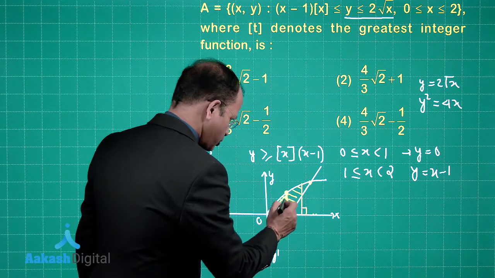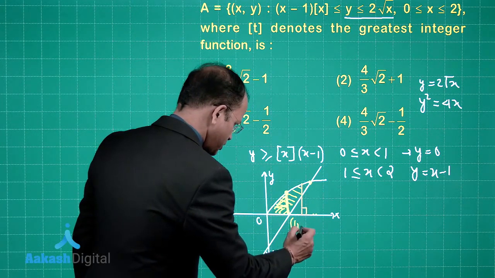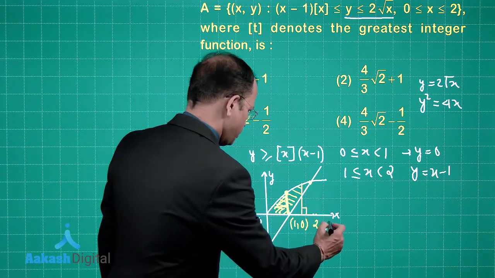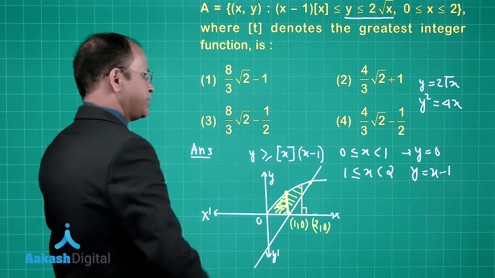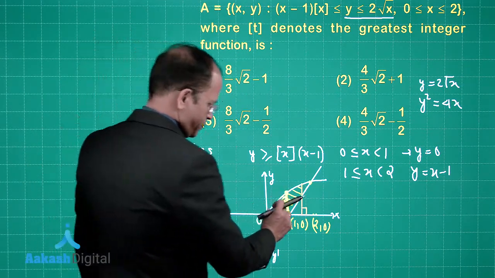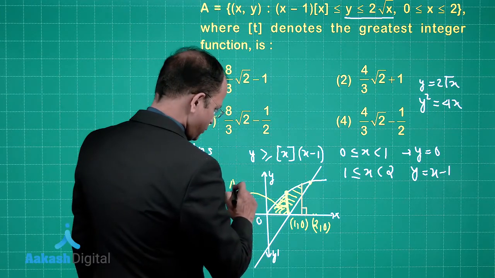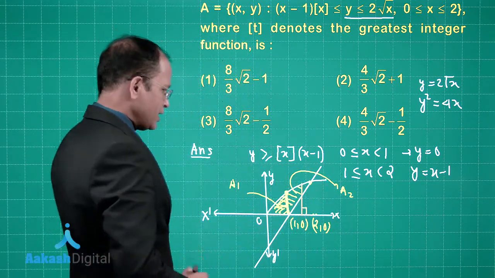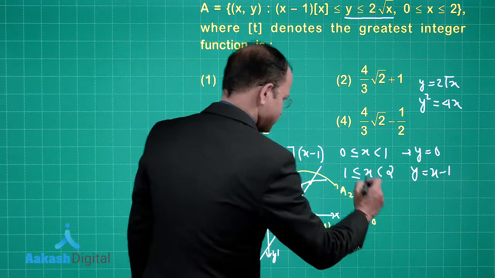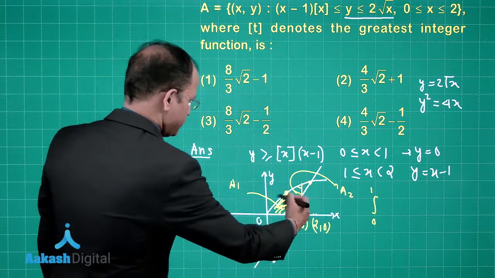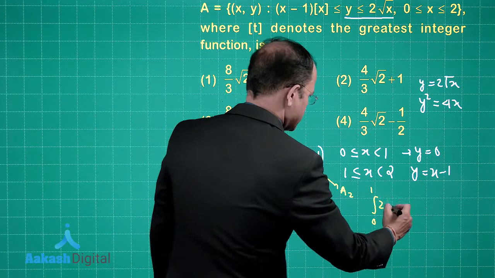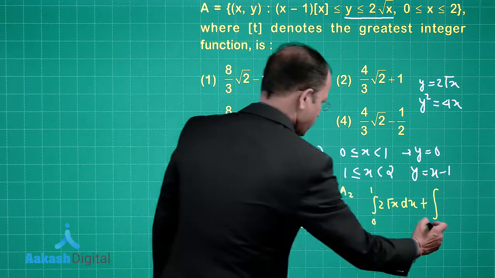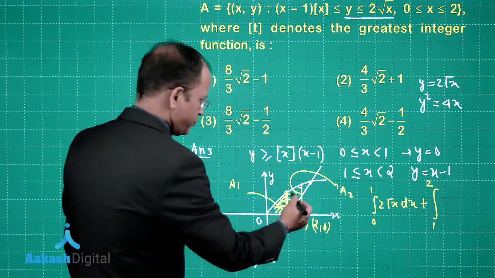Basically this zone has the point 1, 0, and this is 2, 0. So the first area is area number 1 and this is area number 2. Area number 1 is from 0 to 1, the parabola, that is 2 root x dx, plus area number 2 from 1 to 2. Then we have to find the whole area here.